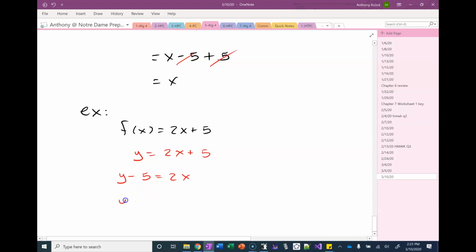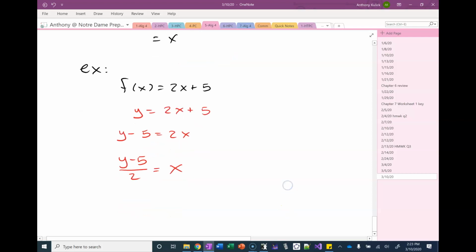And then I'll divide both sides by 2. And again, I can't divide a variable by 2, so I'll just write the 2 as a fraction. And now the x is all by itself. Everybody see that? My last step then is to swap the x and y variables.